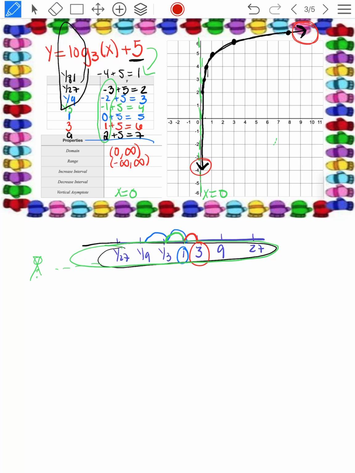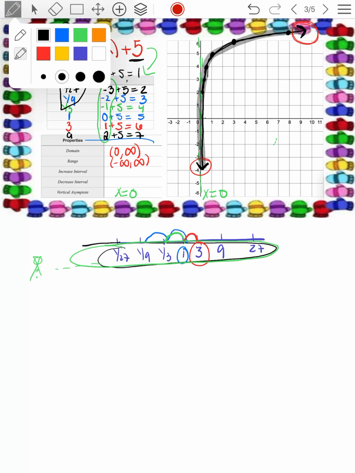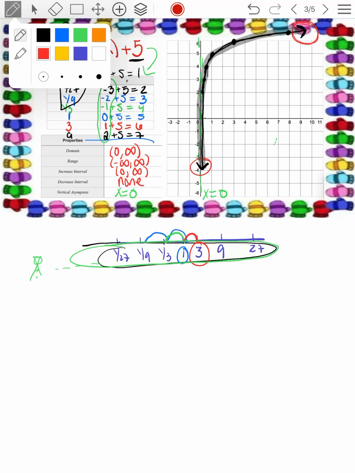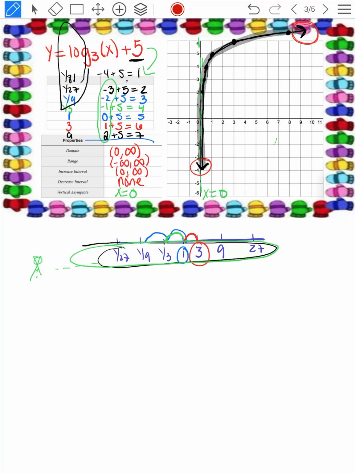Increasing and decreasing, remember we read from left to right. So if I start at the left side of my graph and I trace it, I am increasing the whole time. So for my decreasing interval, I can write none. And I'm increasing on my entire domain. So I'm going to increase from 0 to infinity. So there was an example of a logarithm function that had a k value, this plus 5 being added on. And all that did was shift our values up 5.